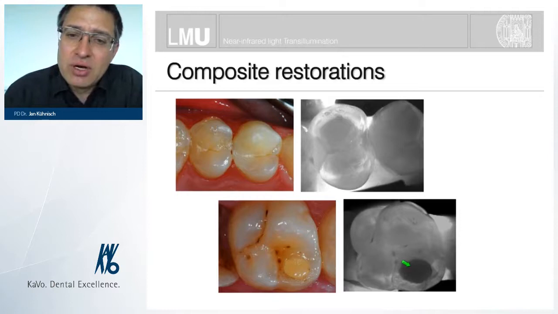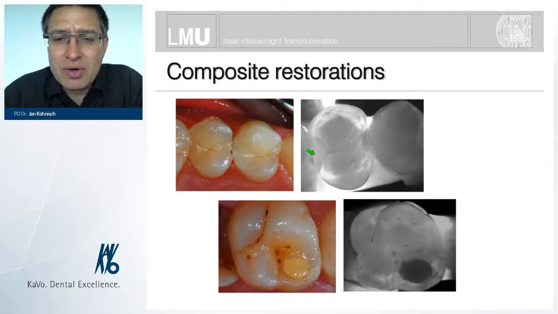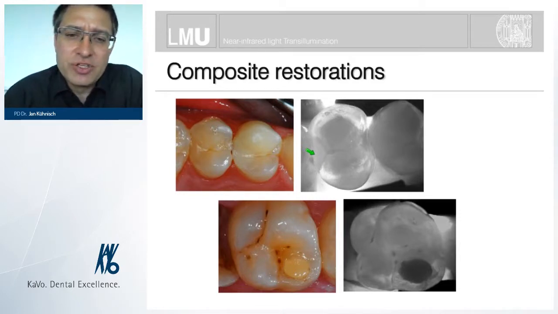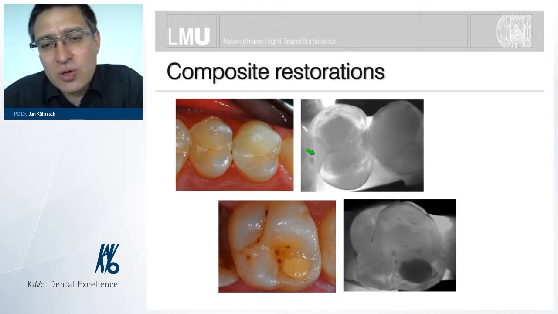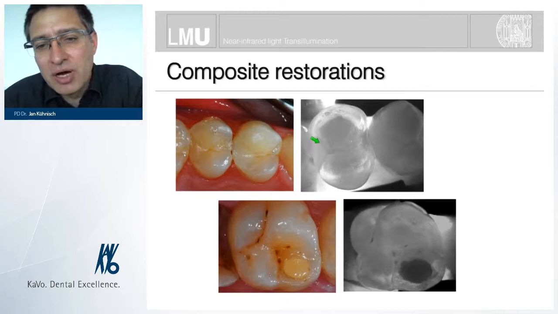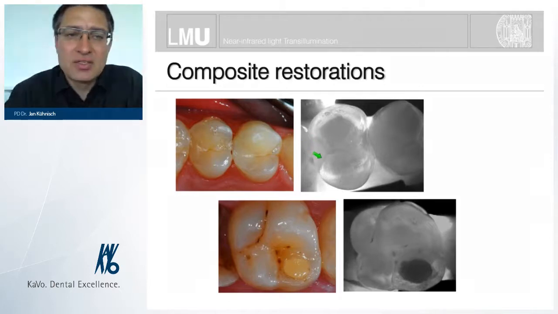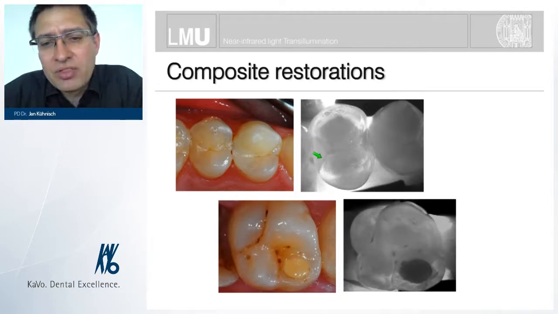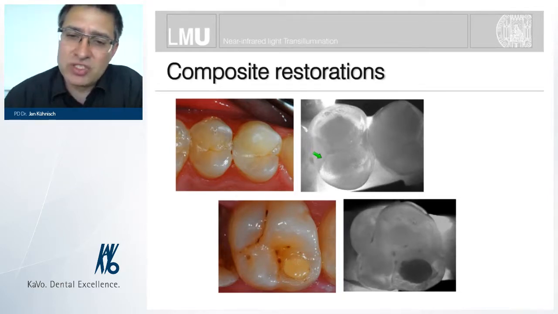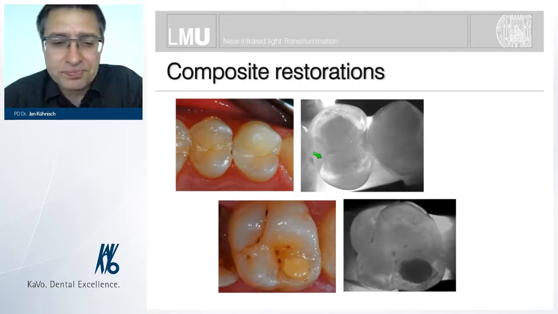But I can tell you, in most of the cases, most of the composite materials which I use here in Germany have such an impression. Like here, it is a grayish appearance, which is normally quite well detectable if we are looking at the margins. In some cases it is necessary to have a second, closer look at these sites to be sure that this is a restoration or something else.